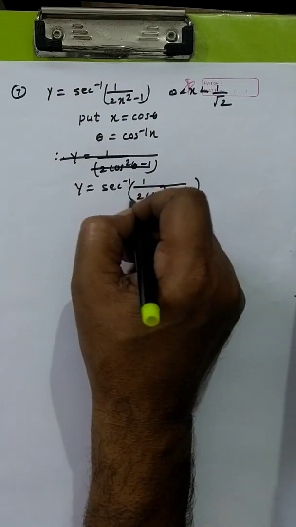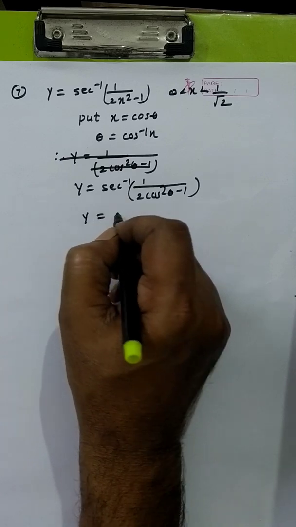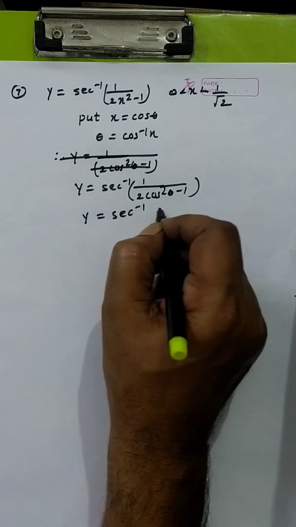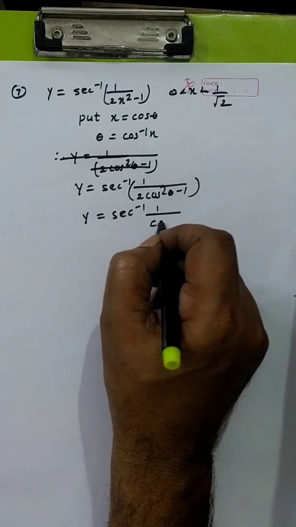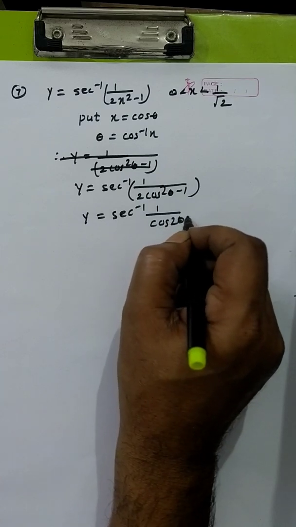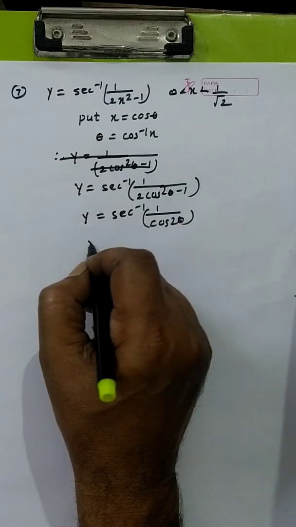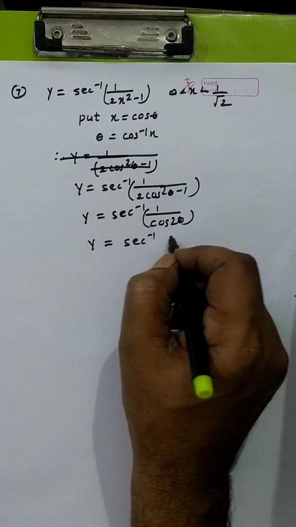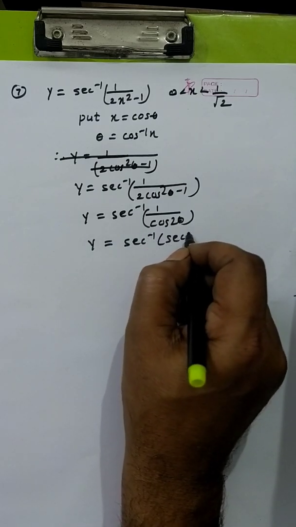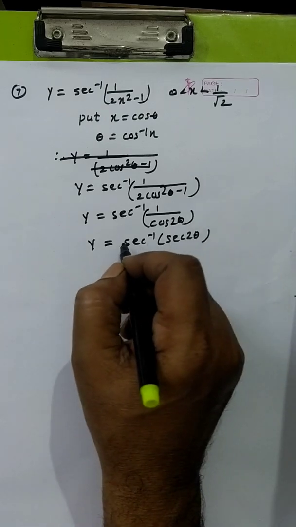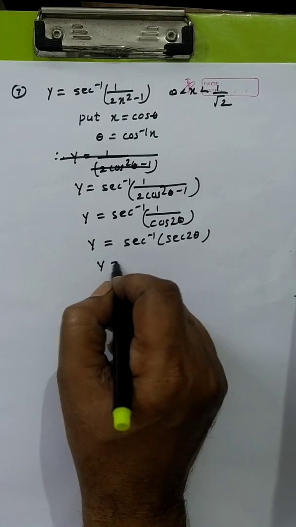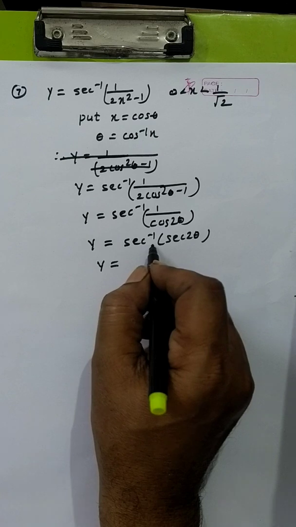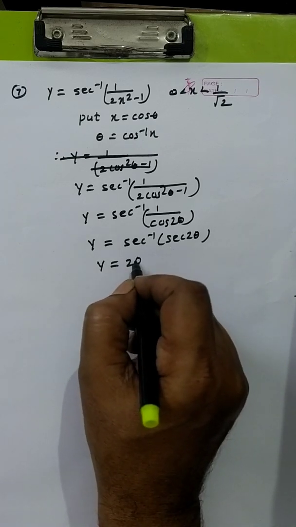But what is 2 cos square theta minus 1? 2 cos square theta minus 1 is cos 2 theta. So it is sec inverse of 1 divided by cos 2 theta. But 1 upon cos 2 theta is sec 2 theta. So it is sec inverse of sec 2 theta. So sec inverse of sec 2 theta is 2 theta.